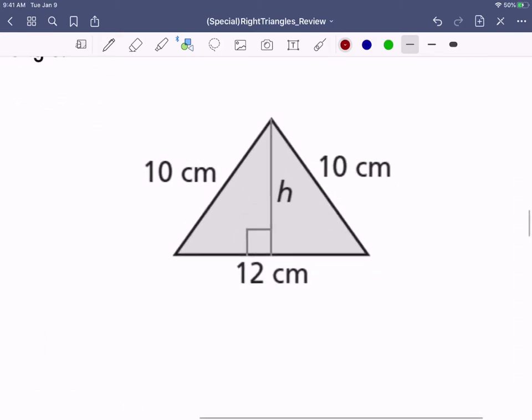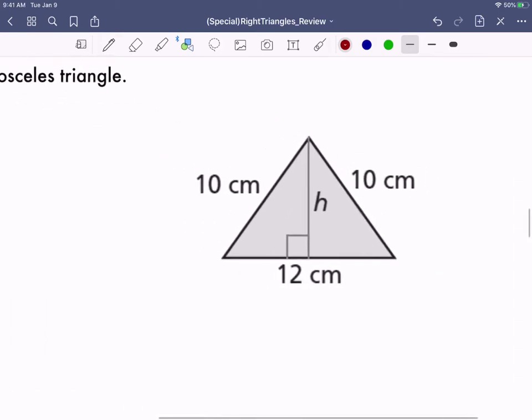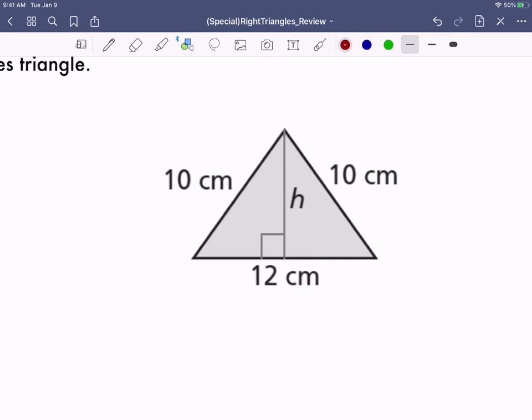So when you look at this, they tell us in the description, and we can also see from the picture, that it's an isosceles triangle. We know that if we need to find an area for a triangle, area equals 1/2 base times height. So the base is equal to 12. The height we don't know.